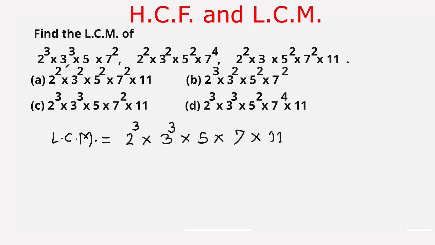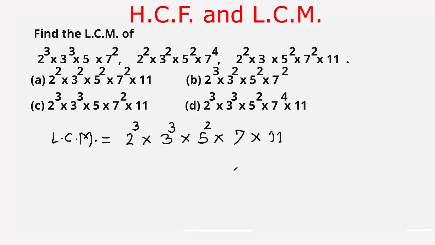The next prime factor is 5. In first number, 5 has the power 1. In second number, 5 has the power 2. And in third number, 5 has the power 2. So the highest power of 5 is 2. So we will write the power of 5 in our LCM, and that is 5 to the power 2.